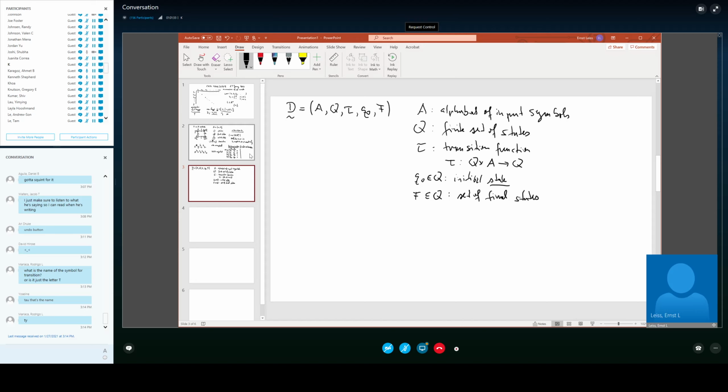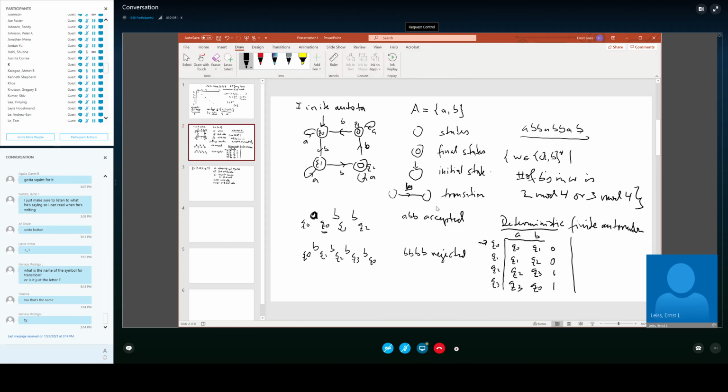This enhanced transition table, which is usually referred to as the state transition table, will actually give you everything that you need to know about this automaton. Okay?